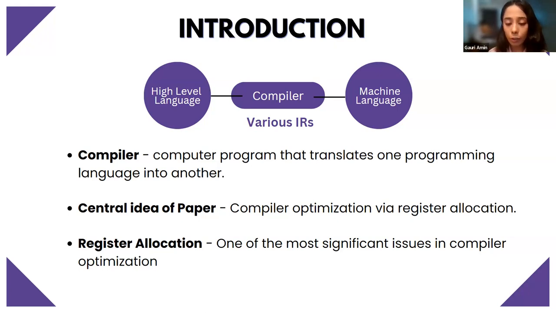So why do we need to optimize a compiler? Because we need to perform certain tasks in less time with maximum speed and more efficiency. So the technique which we are focusing on for optimization is register allocation.